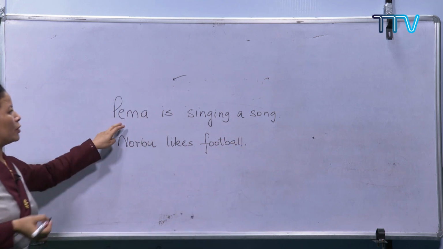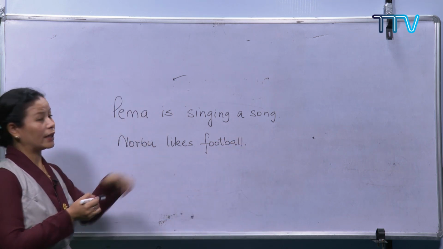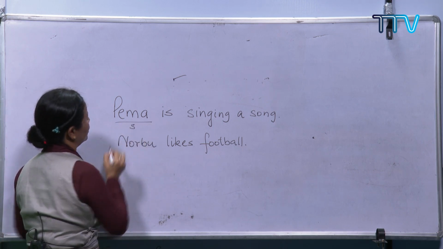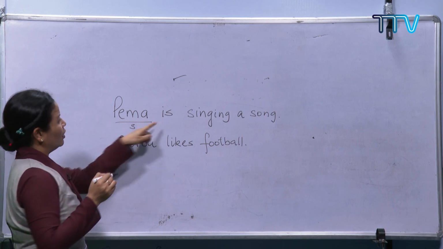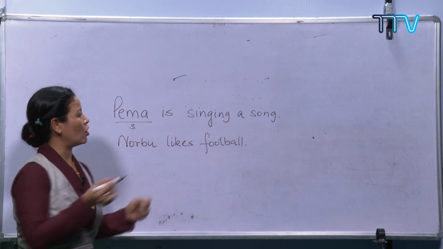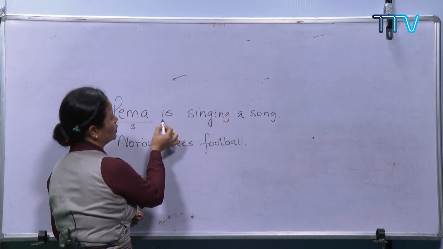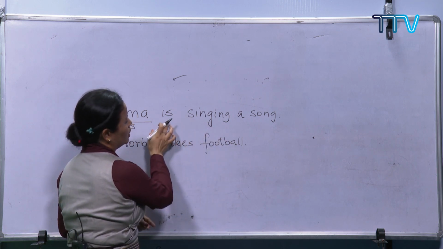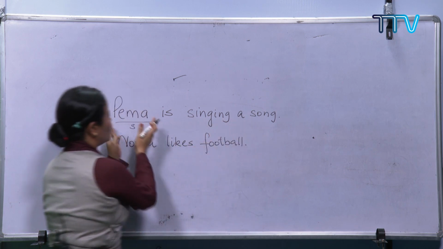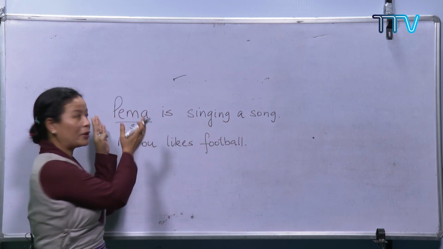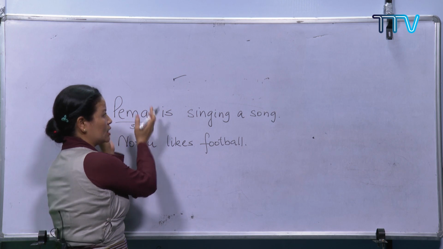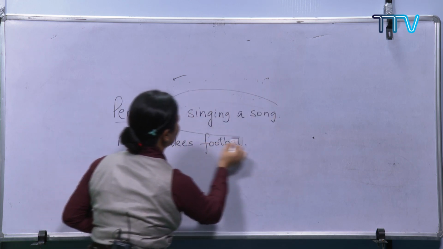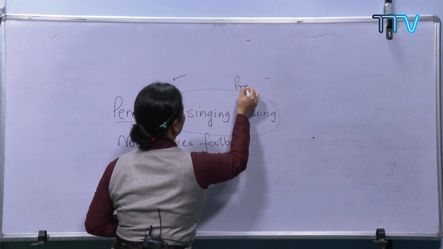Suppose Pema is singing a song, Norbu likes football. Pema is the subject here. Is singing a song: you have already learned about the auxiliary verb, the helping verb, right? Is singing, the present participle. So what is the subject doing? Pema is the subject and she is singing a song. In terms of predicate, this part is the predicate.